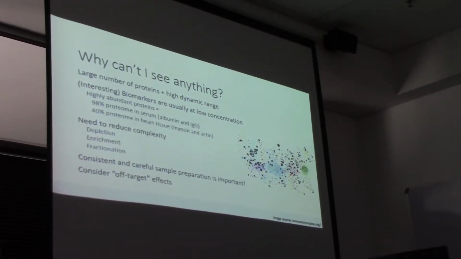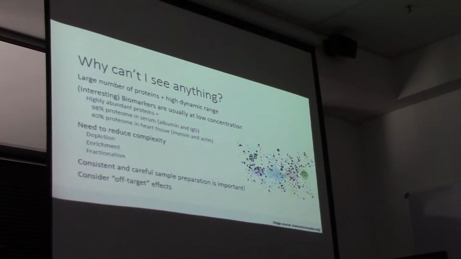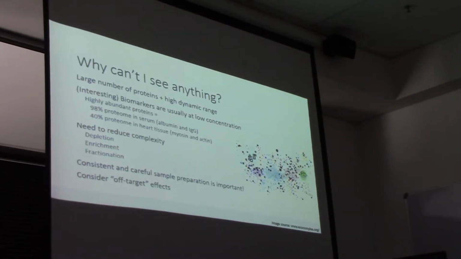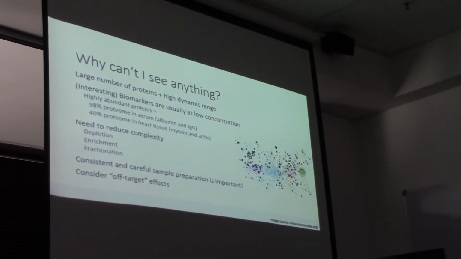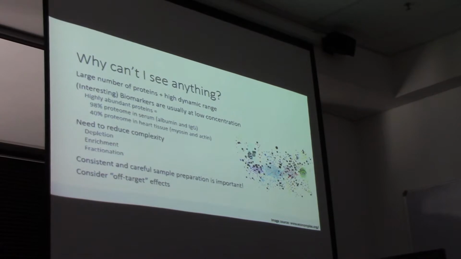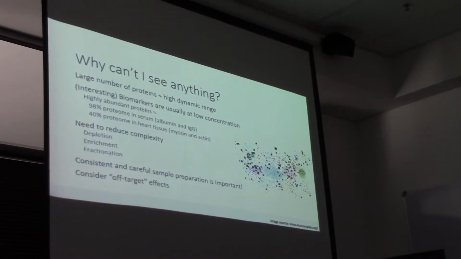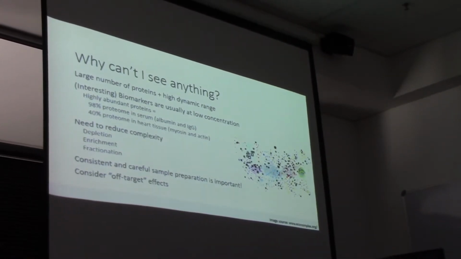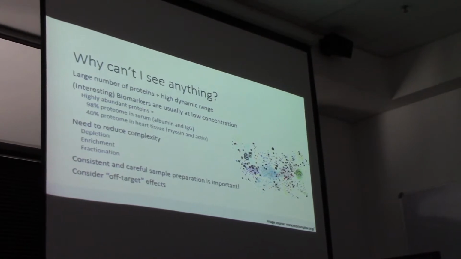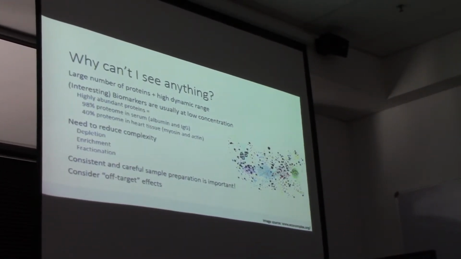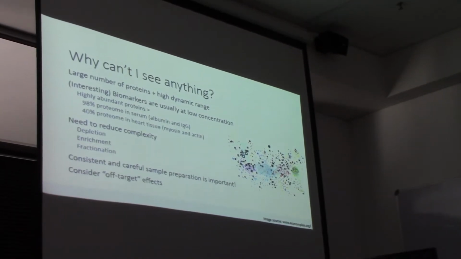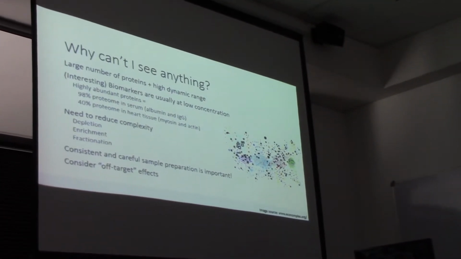With these strategies, there are problems of off-target effects. Especially if you're depleting, you're hoping that you're just binding albumin and IgG, but there are going to be other proteins that stick and that might also get depleted along the way. So you need to be aware of that. You might end up depleting other things. That's just something that happens, and you have to hope your depletion strategy introduced the same error for all the samples.